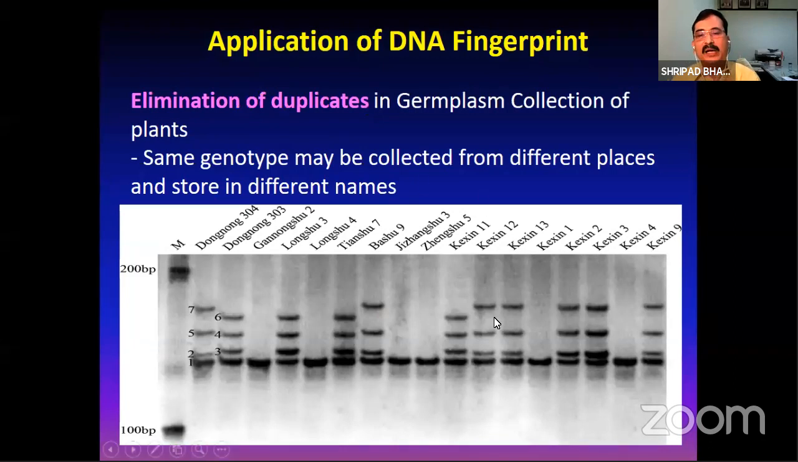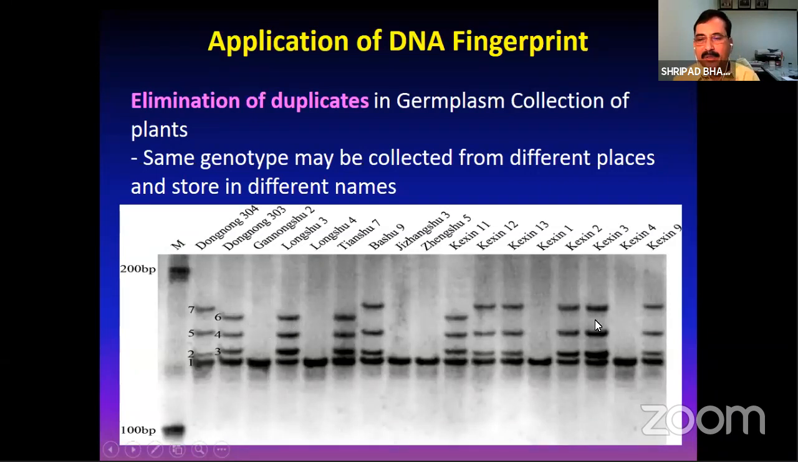Here we have the National Bureau of Plant Genetic Resources, or Gene Bank, where you keep the different germplasms. There may be many duplicates because you are collecting from different places, so you are giving different names. But when you take the DNA, you can see they are the same, but with different names. Here you can see some of the bands. You see the second lane and fourth lane. Names different, Tongnong and Longshu. They are two different names, but the banding pattern is the same.